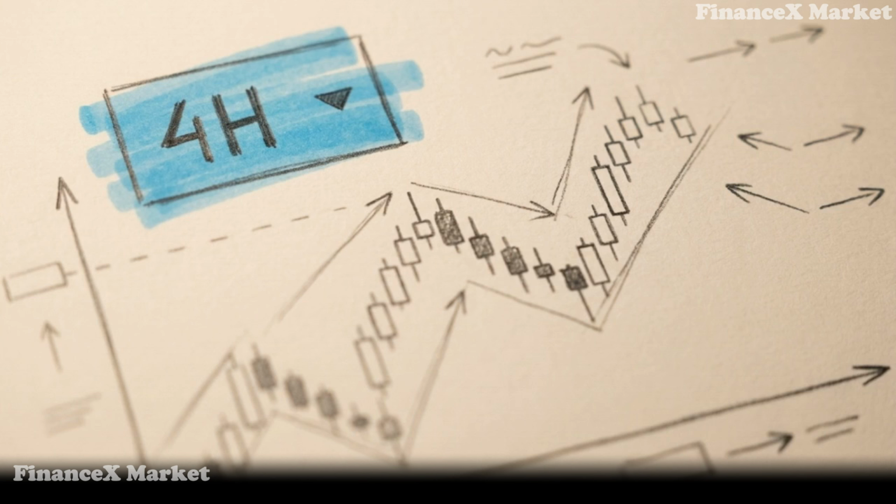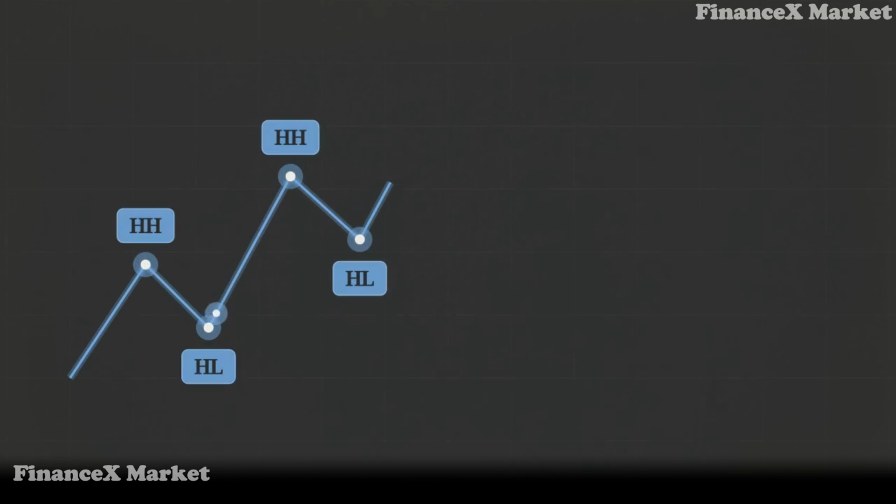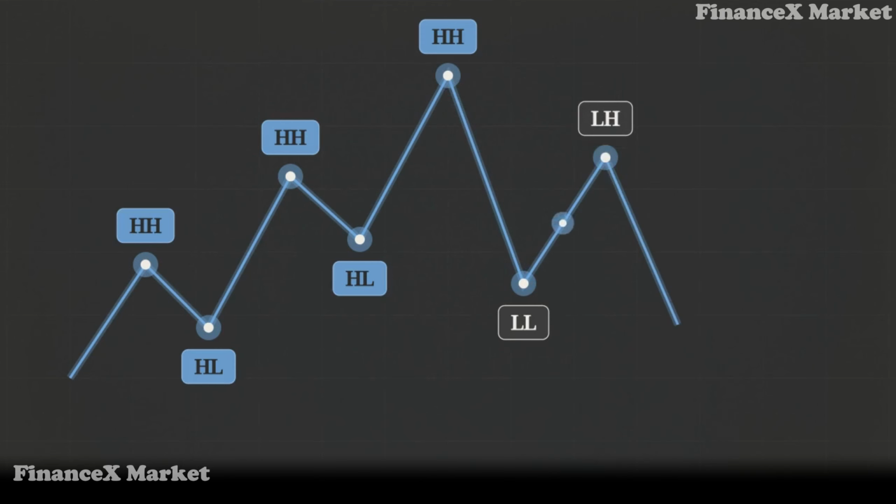Step 1 is structure. Switch your time frame up to a 1-hour or 4-hour chart to identify the direction of the latest price movement. This chart shows a market in an uptrend. You identify this by looking for progressive higher highs and higher lows as the price climbs. When the price forms a sequence of lower highs and lower lows, the structure is a downtrend.